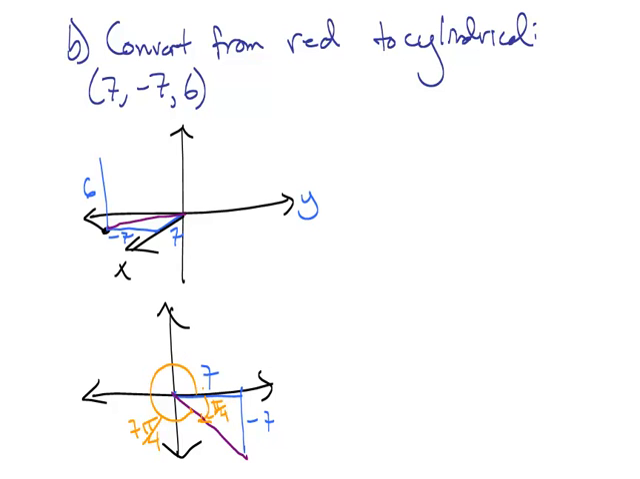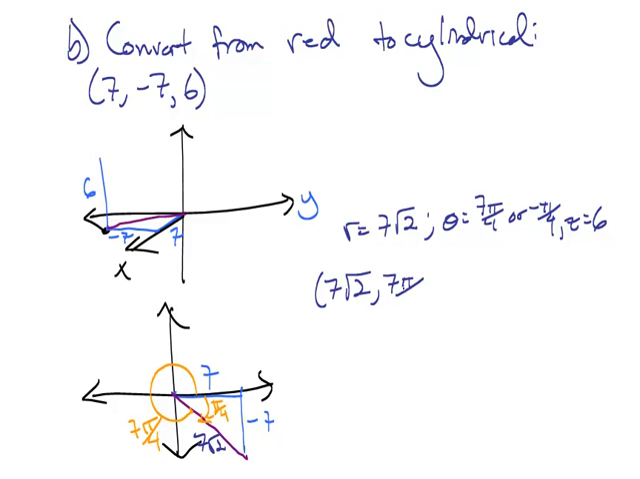I can tell you to rotate in the counterclockwise positive direction, 7 pi over 4. And so one way to say it is going to be, well, 7 pi over 4. Oh, wait. What's r going to be? We need to figure out r, don't we? Well, if this is 7, this is 7. This is 7 square root of 2, right? So r is 7 square root of 2 by the Pythagorean theorem. Theta is either 7 pi over 4 or negative pi over 4. And, of course, z is equal to 6. So either 7 root 2, 7 pi over 4, 6, or 7 root 2, negative pi over 4, 6.